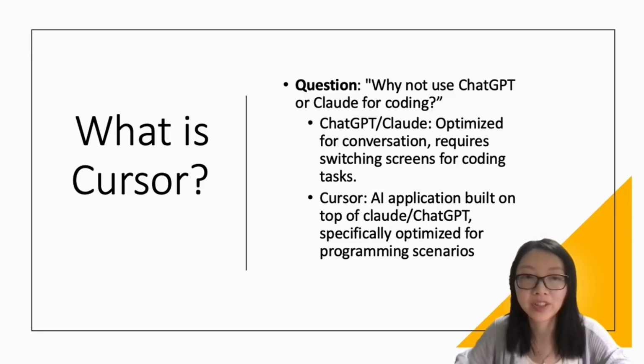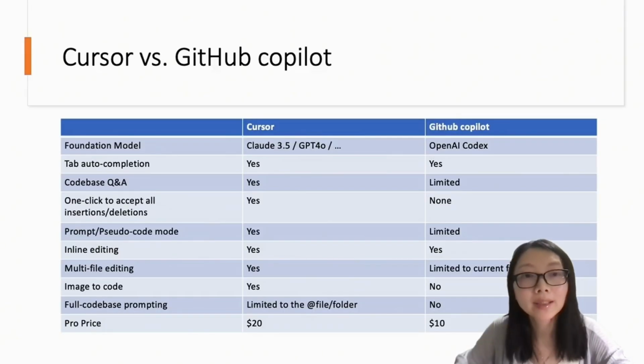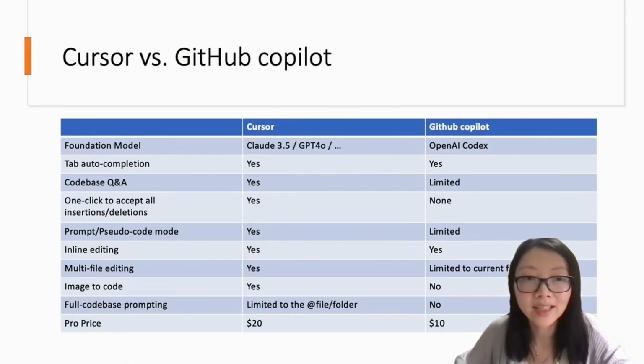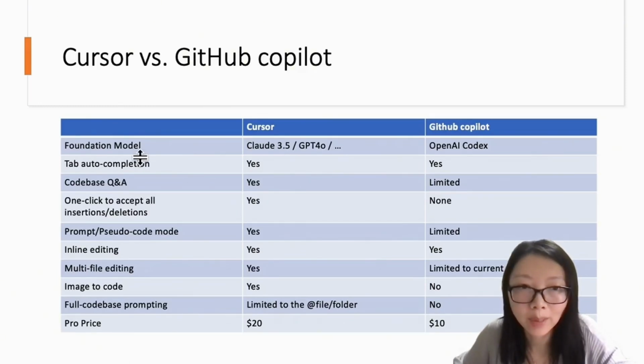Then how about Cursor vs GitHub Copilot? Which one is better now? I tried GitHub Copilot but cancelled the monthly subscription 3 months ago. Here is the comparison table. For the backend foundation model, Cursor has a wide variety of options. As for GitHub Copilot, it is powered by the OpenAI model. For tab auto completion, they both can handle it.